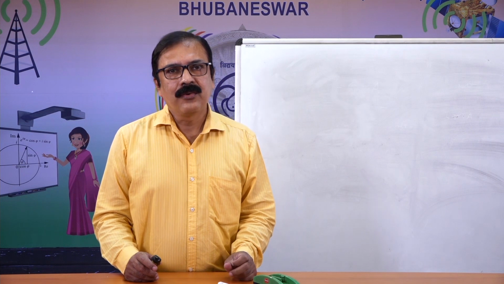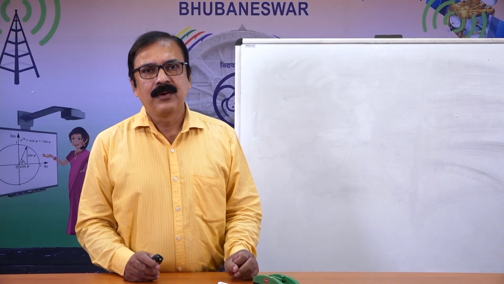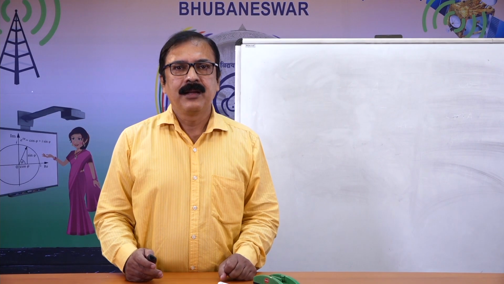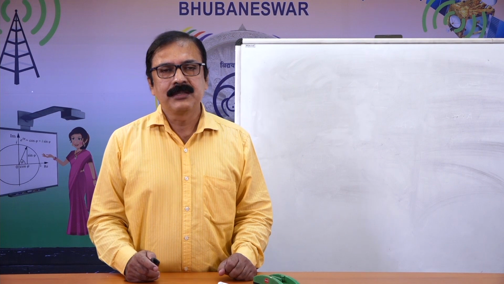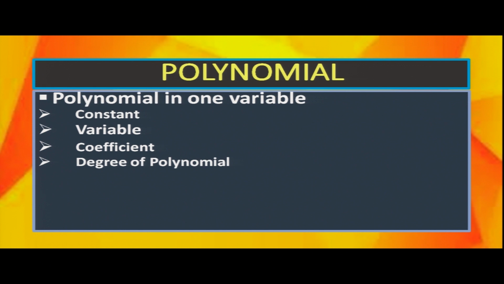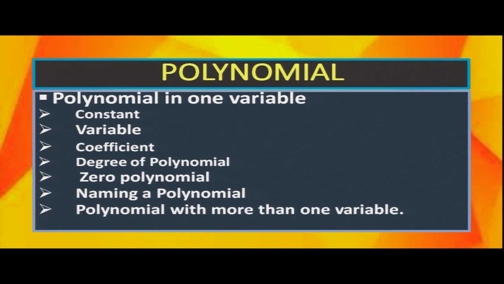Today, we are going to learn about some special kind of algebraic expression, that is polynomial. This is polynomial part 1. In this session, we are going to discuss polynomial in one variable, constant, variable, coefficient, degree of polynomial, zero of polynomial, naming a polynomial, and polynomial with more than one variable.